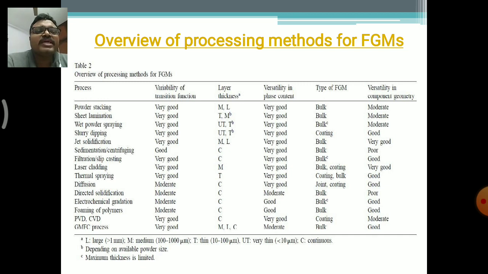Next, going to the type of layer we are taking. Generally the processes use the continuous layer only, that is, a continuous type of path only. Continuous layers are high in layer thickness. Next, T means thin also, so they are using thin layers only. Next, variability is very good for the majority of the processing methods. So this is the overall view of the processing methods for FGM, and we can use it as defined briefly.